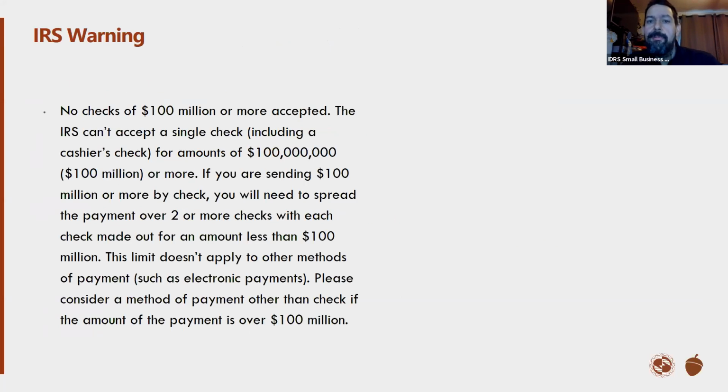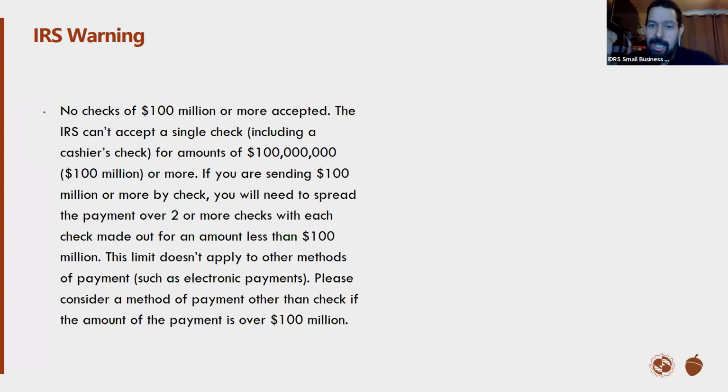Oh, you know what? I'm going to do my last joke, even though I'm way over. I was going through this when I was putting this together for the farm group, because some of them are going to have to do withholding. And I saw this statement in there: no checks of $100 million or more are accepted. The IRS can't accept a single check, including a cashier's check, for amounts of $100 million or more. If you are sending $100 million or more by check, you need to spread the payment over 2 or more checks, with each check made out for an amount less than $100 million.